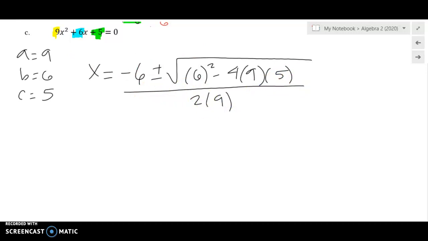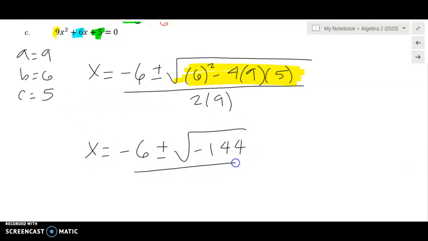So take a moment. If I went too fast, just kind of pause it and check that you put everything in the right spot. But I just plugged them in for a, b, and c. And then again, I'm going to focus on simplifying that yellow part, kind of breaking that down. So again, when I use my calculator or my phone and I type that yellow part in, I get negative 144. And then 2 times 9 for the bottom here is 18.